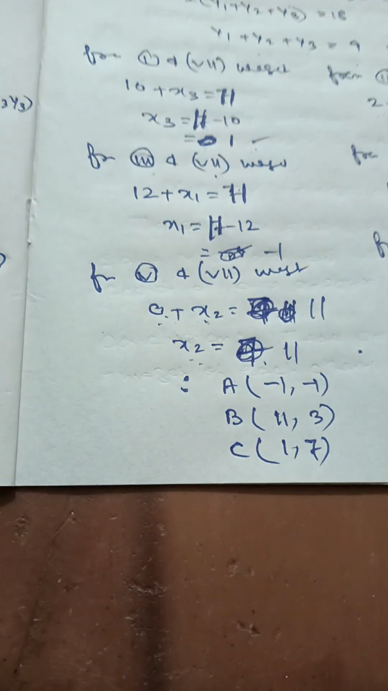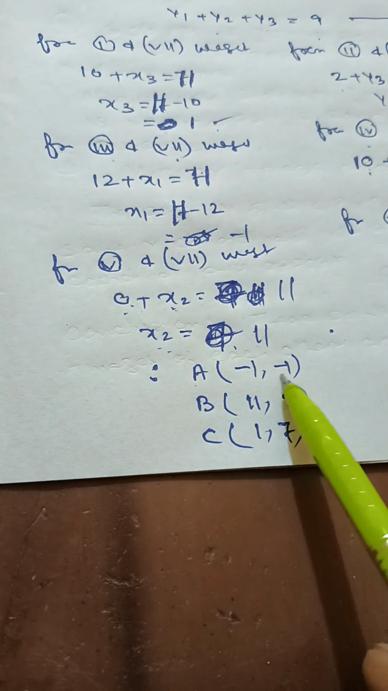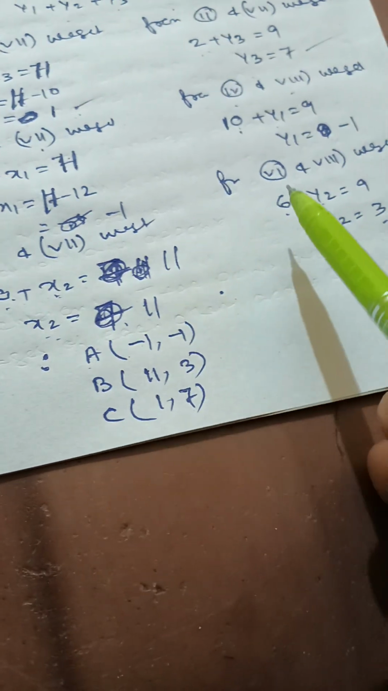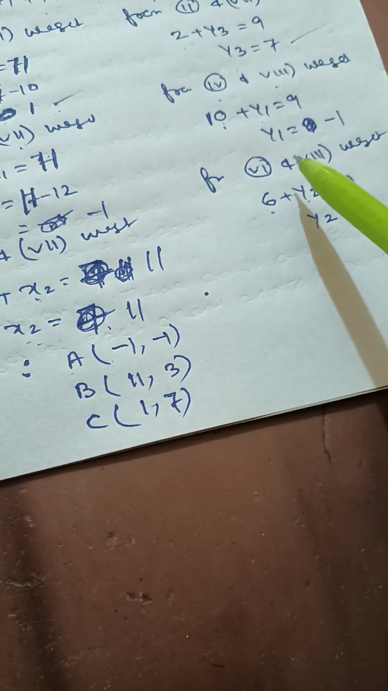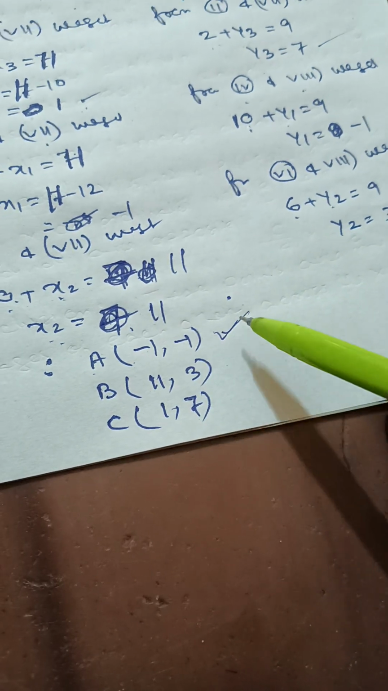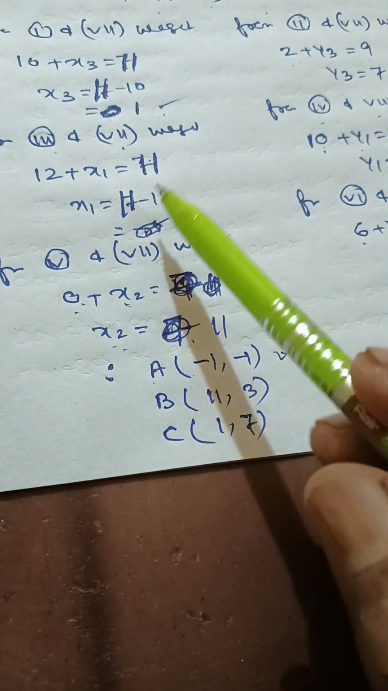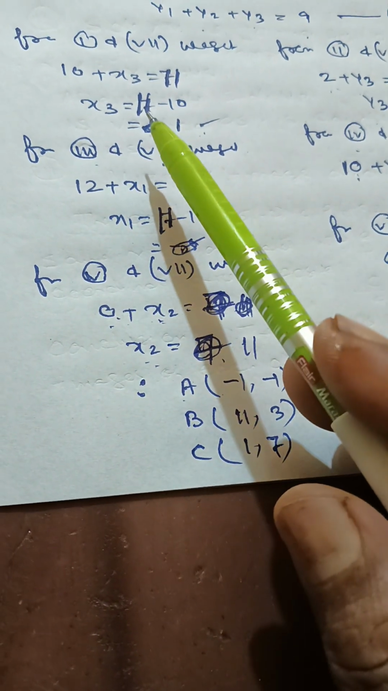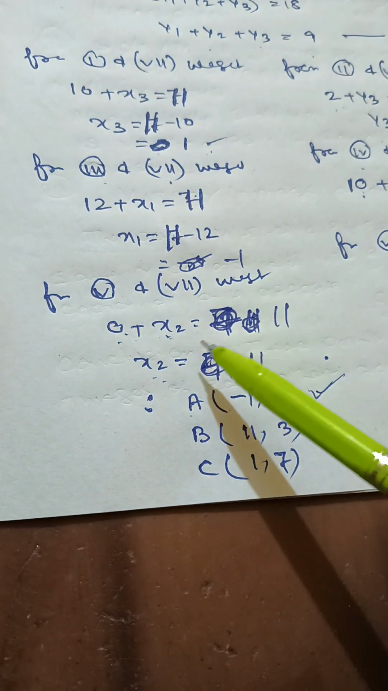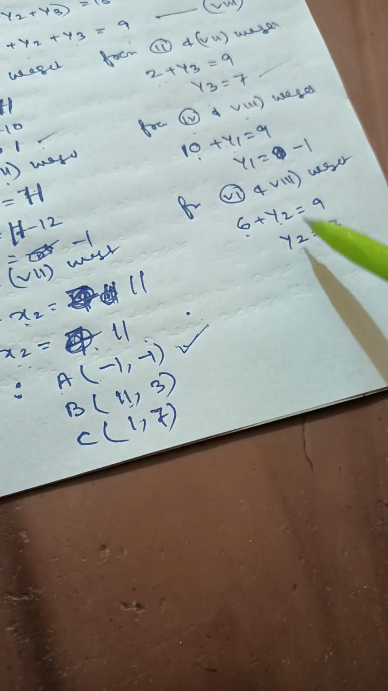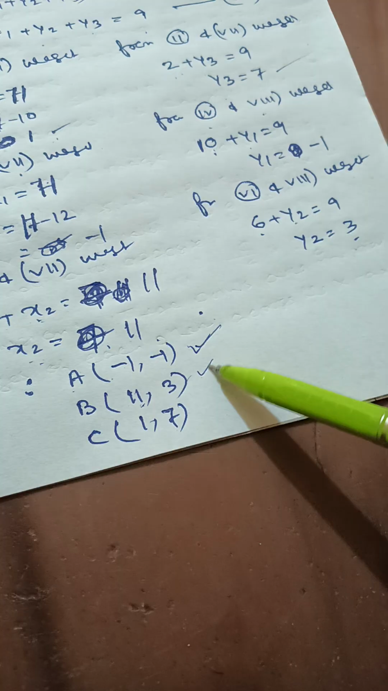Now we have considered the coordinate of A is x1, y1. So here you see x1 is minus 1, and y1 is minus 1. So it is minus 1, minus 1. Coordinate of B is x2, y2. x2 is 11, I have written here, and y2 is 3.